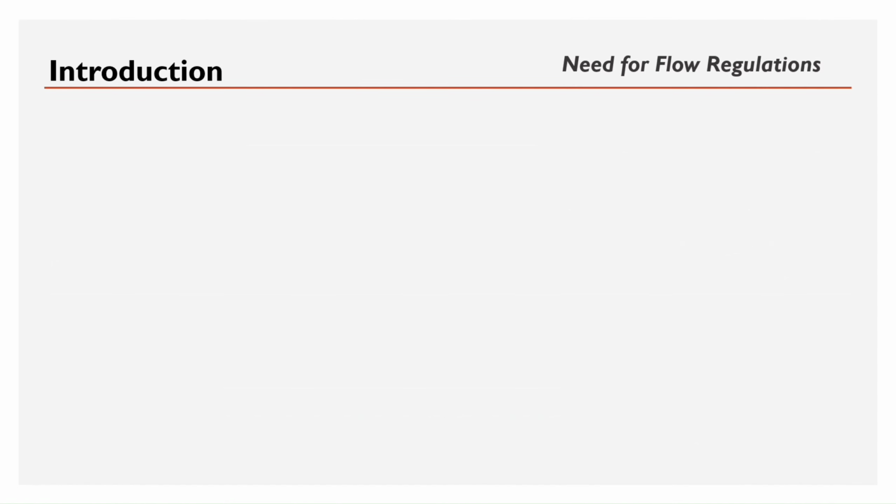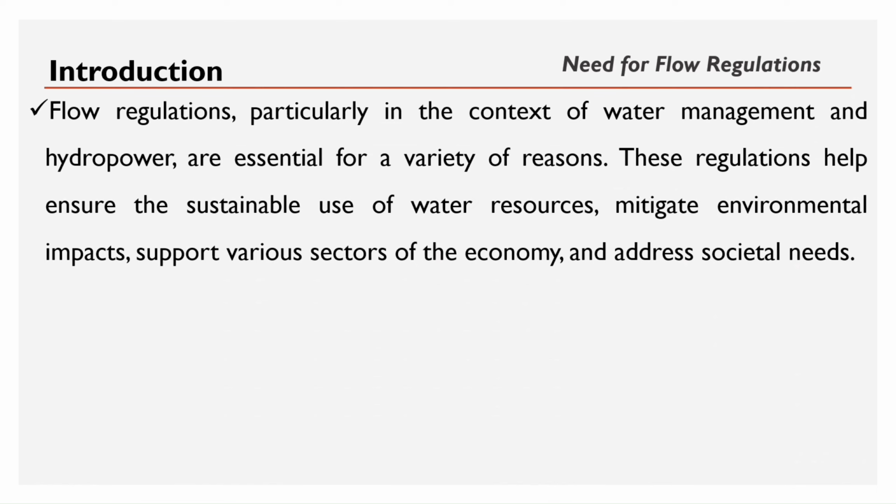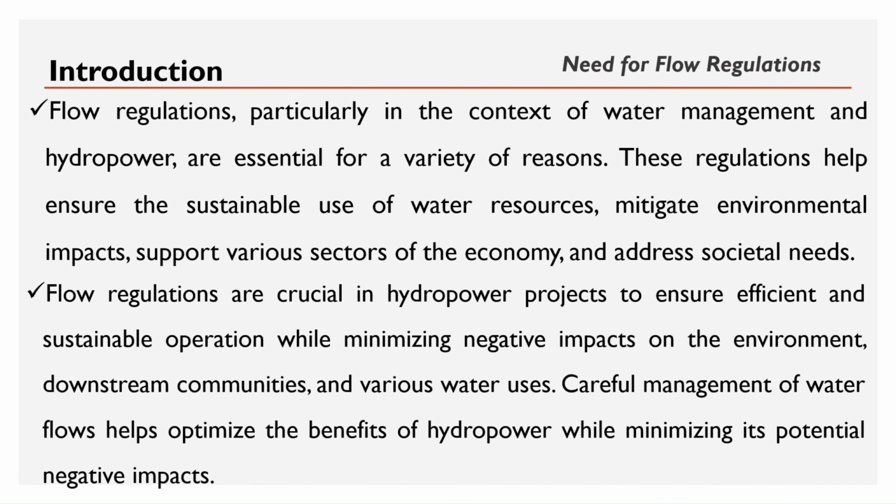Now, let's start with the introduction of need for flow regulations. Particularly in the context of water management and hydropower, they are essential for a variety of reasons. These regulations help ensure the sustainable use of water resources, mitigate environmental impacts, support various sectors of the economy, and address societal needs. Flow regulations are crucial in hydropower projects to ensure efficient and sustainable operation while minimizing negative impacts on the environment, downstream communities, and various water uses. Careful management of water flows helps optimize the benefits of hydropower while minimizing its potential negative impacts.